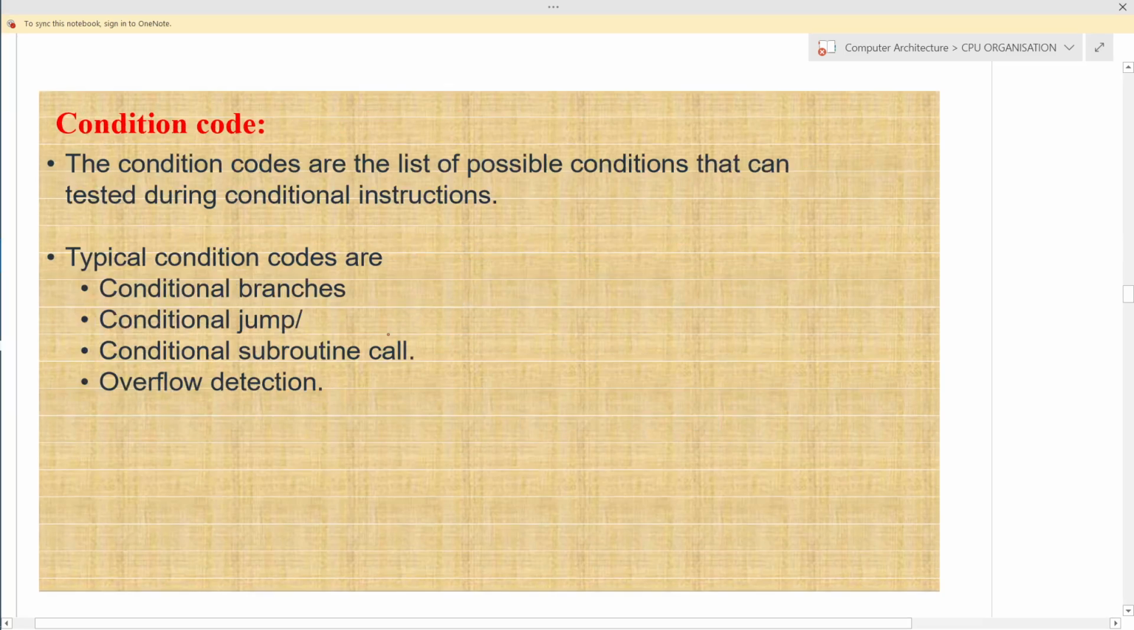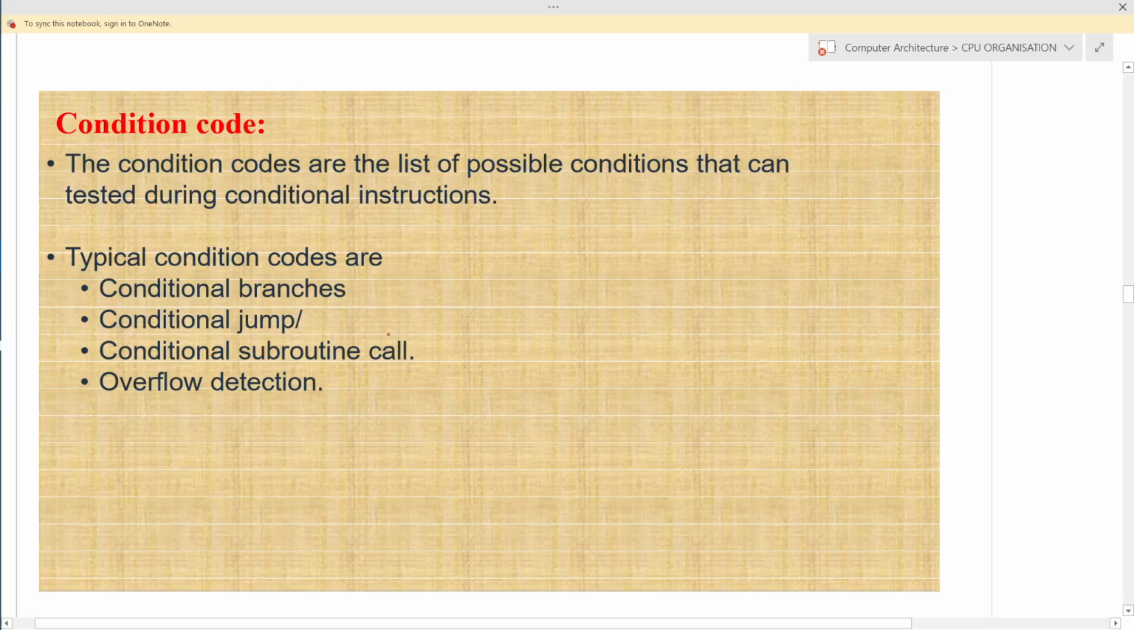And we are using different condition codes, like conditional branch, conditional jump, subroutine call, and to detect overflow. They determine what type of condition code is to be generated, and accordingly the signals differ, and they play an important role in the determination of the control signals.